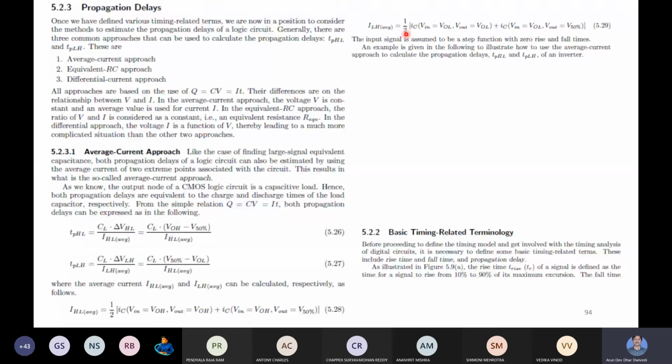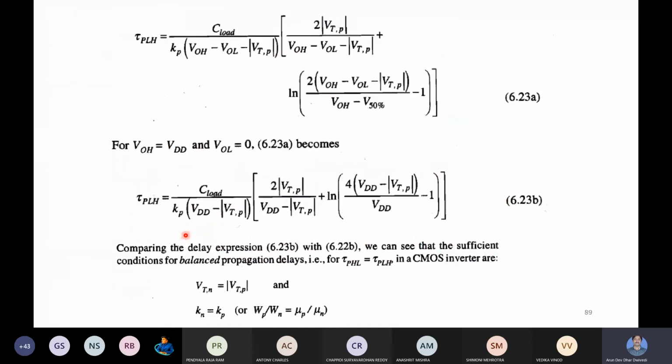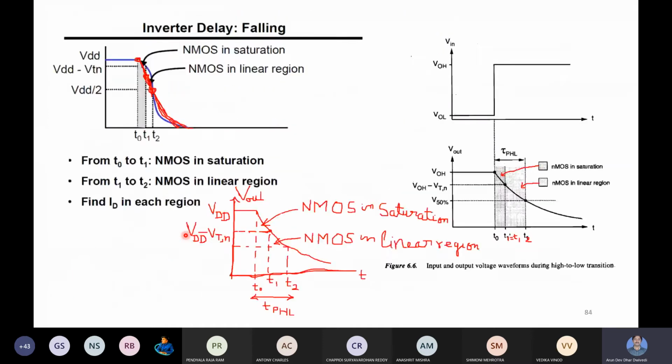It is half of the I when the input was VOL and the output is equal to VOL. Initially, in the beginning, input and output both are VOL, but when the output is reaching 50%, we consider input VOL and V out V50%. This way we can calculate the I average. Then we can substitute in this formula, and if we use it, we can solve this problem.